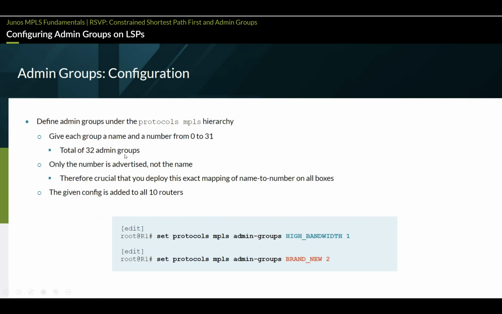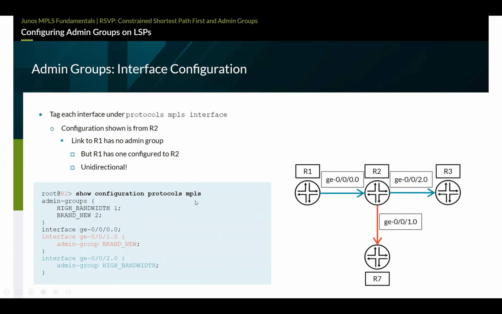So you can configure a total of 32 admin groups. Only the number is advertised, not the name. The name is locally significant. Therefore, it is crucial that you deploy this exact mapping of name to number on all boxes. The given config is added to all 10 routers. That means you have to configure all the routers. If you configure only a single router under MPLS, it will not work.